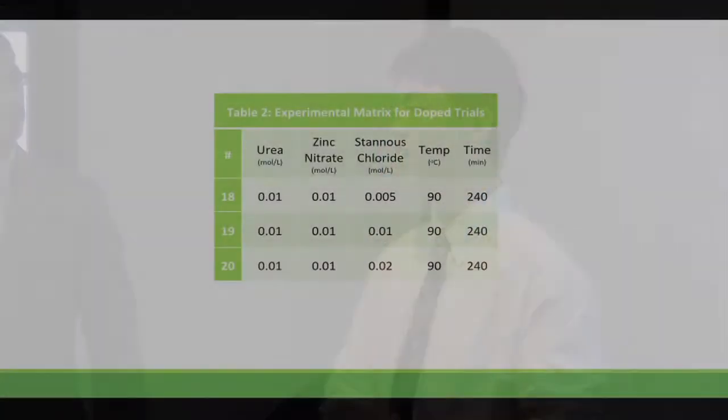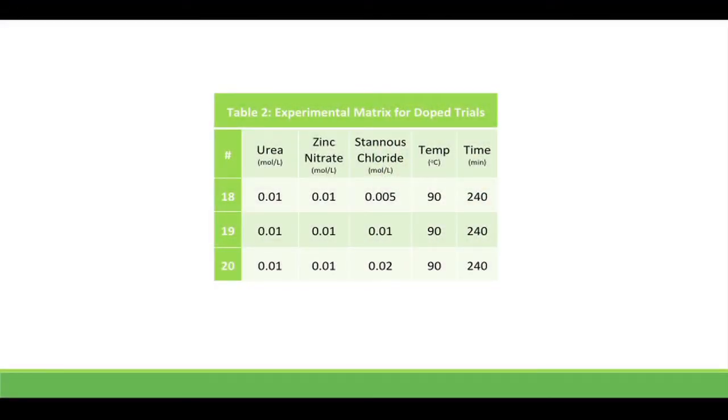we ran 3 doping trials in order to see the effect of a dopant, tin, on the nanoscale morphological and electric properties of zinc oxide spinels. So we introduced different concentrations of stannous chloride into solutions of urea and zinc nitrate according to this table. And the method employed was consistent with the method of the first 17 trials, of course without the addition of tin.